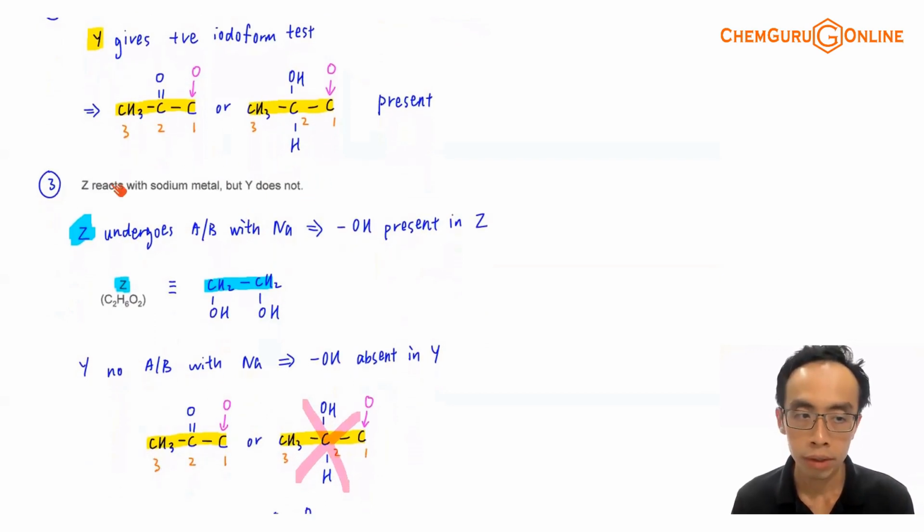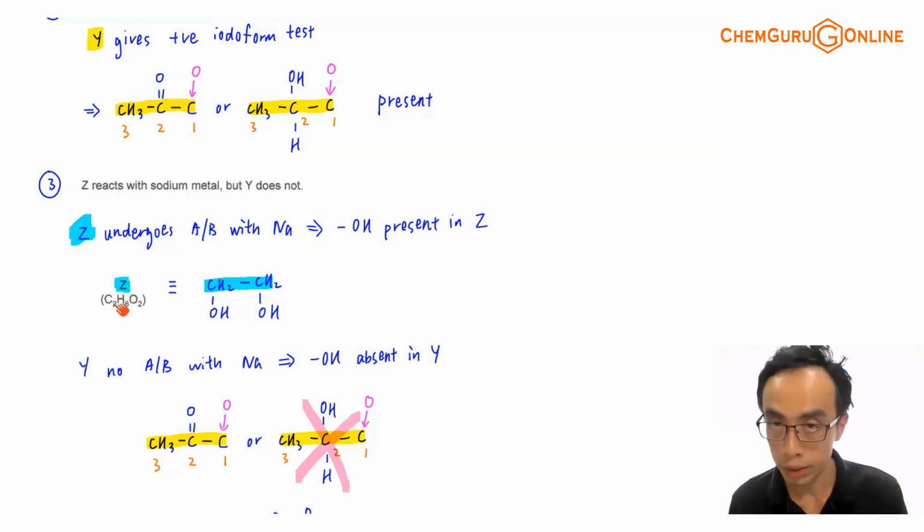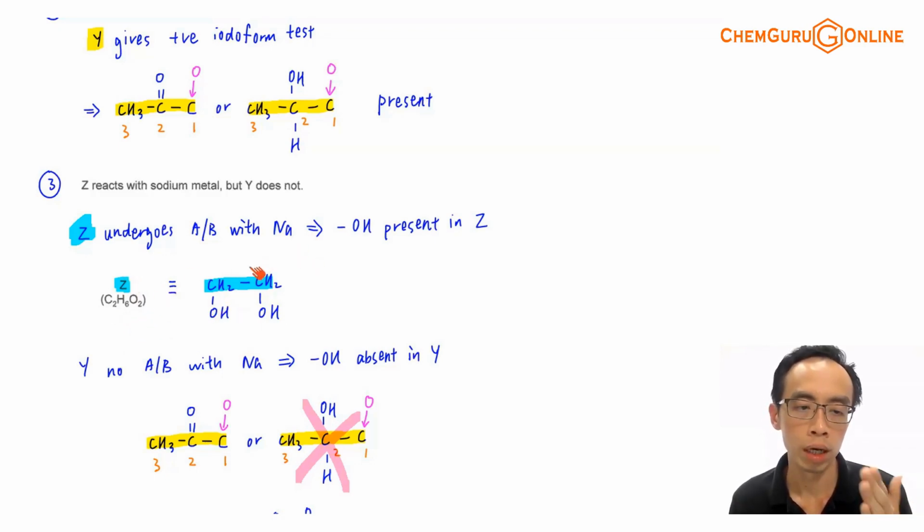Then finally, involving Z, Z reacts with sodium metal, which means that there's an alcohol functional group, but Y does not. Since Z undergoes acid-base reaction with sodium metal and an OH group is present in Z, I can identify Z already, since I know that it carries alcohol functional group, and the only compound that can give me 2 carbon and with OH functional group will be 1,2-diol, CH2OH and CH2OH, which is consistent with the molecular formula for Z, C2H6O2. So therefore Z will be ethane-1,2-diol.